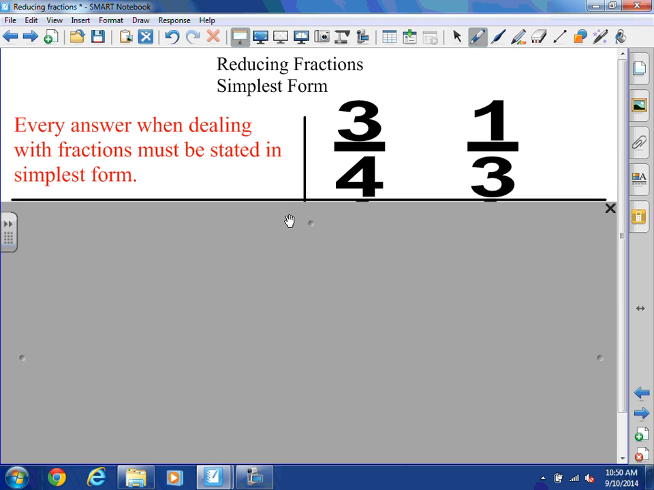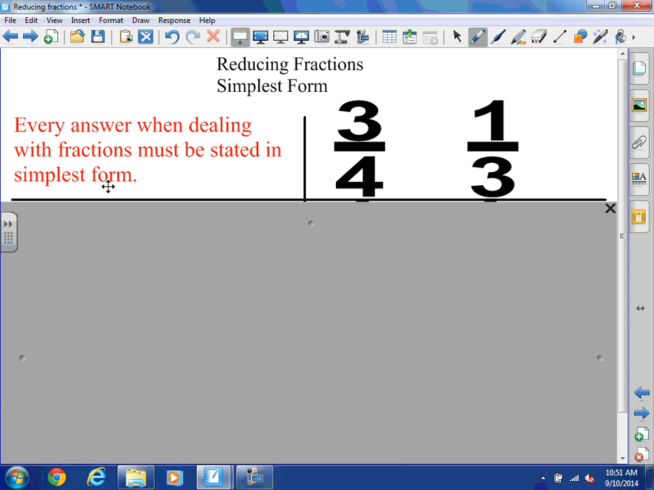And you're not writing this down. You're just reading it. Ready? Read. Every answer, when dealing with fractions, has to be written in its simplest form. If I'm doing addition of fractions, subtraction, multiplication, division, I have to state my answer in simplest form.